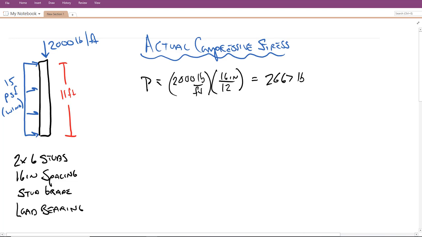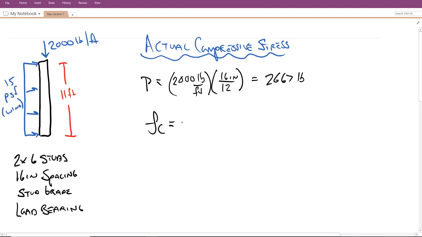Of course, if the spacing was only 12 inches, then there would be 2,000 pounds acting along each stud. And so the spacing adjustment makes sure that we're accounting for how much of that load is acting on each stud and accounting for that difference in there. So spacing factor.